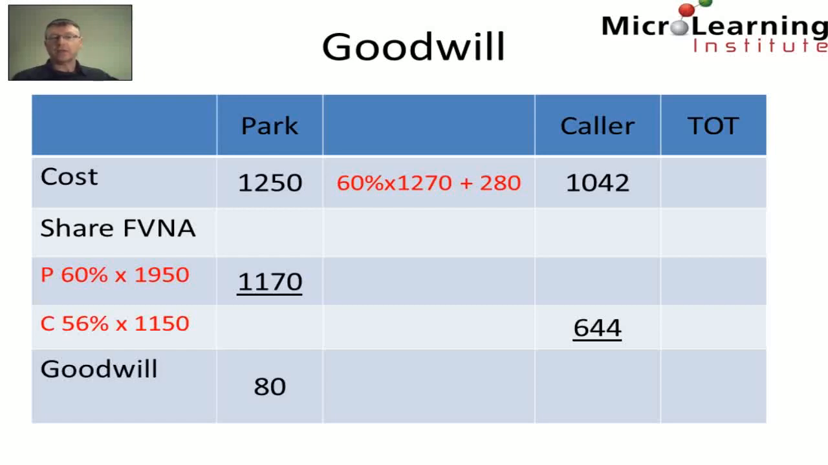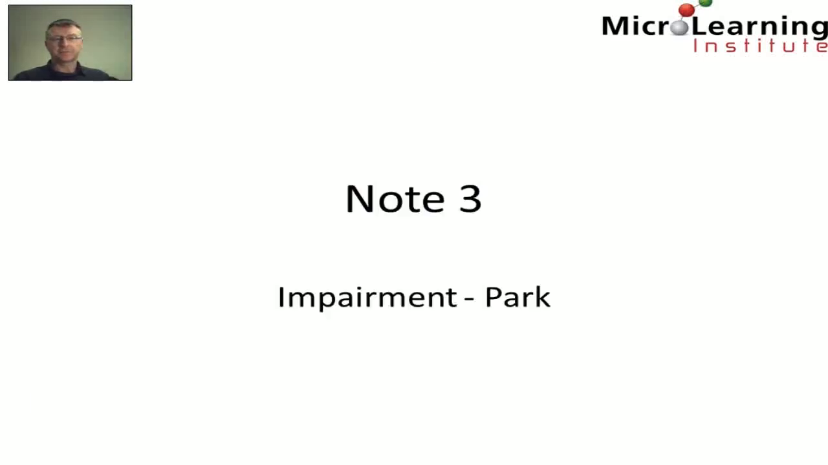Again, we match this with the share of the net assets. This is 56%, you'll remember from our group structure, of the fair value net assets in Calle at acquisition of $1,150, giving us $644, consequently recognizing goodwill in Calle of $398, and of course total goodwill at acquisition of both Park and Calle of $478 million.